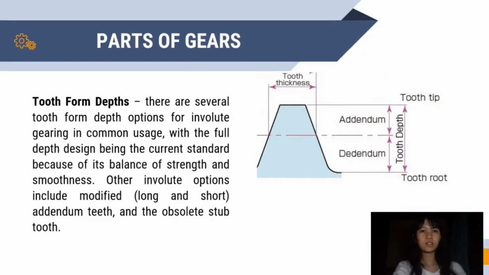Tooth form depths. There are several tooth form depth options for involute gearing in common usage, with the full depth design being the current standard because of its balance of strength and smoothness. Other involute options include modified, long and short addendum teeth, and the obsolete stub tooth.